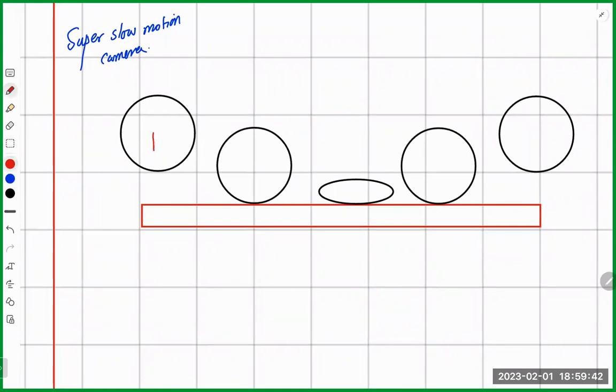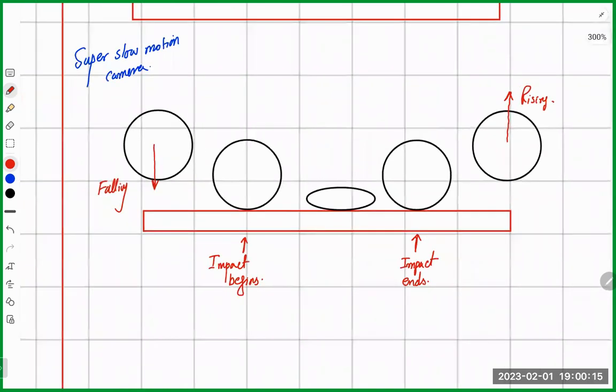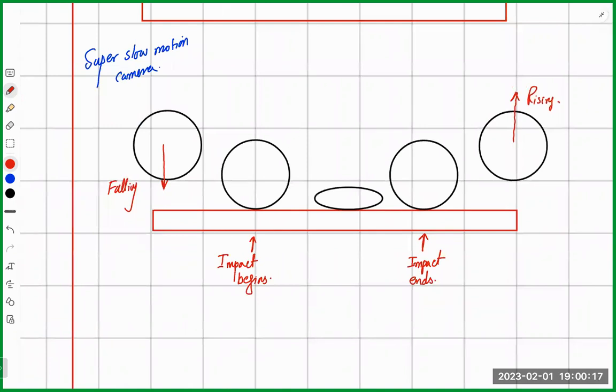This is when the object is falling. This is where the impact begins. This is where the impact ends. And this is where the object is rising again. This is what we normally cannot see with the eye.